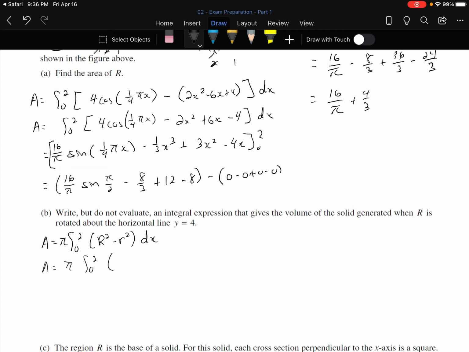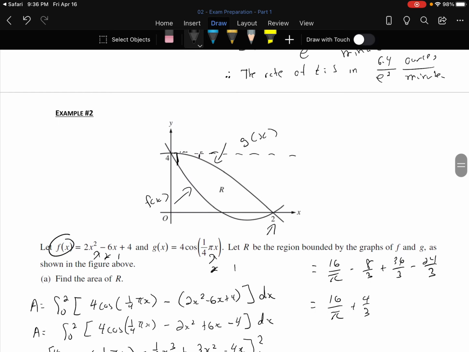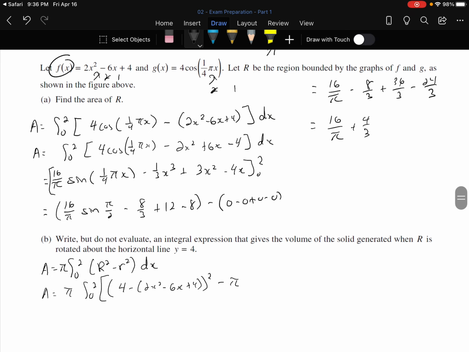Let's just get that radius in there. Oh, maybe a second set of brackets will be good here. So this is the big R. The big R is 4 minus that f, which is 2x squared minus 6x plus 4. And that's all squared. So that's the radius of the outer. And then the inner one is again 4 minus something, but 4 minus the g of x, which is 4 minus that 4 cos quarter pi x. And, ooh, better do some counting on my brackets here. Squared, that closes that circular bracket, and then dx.